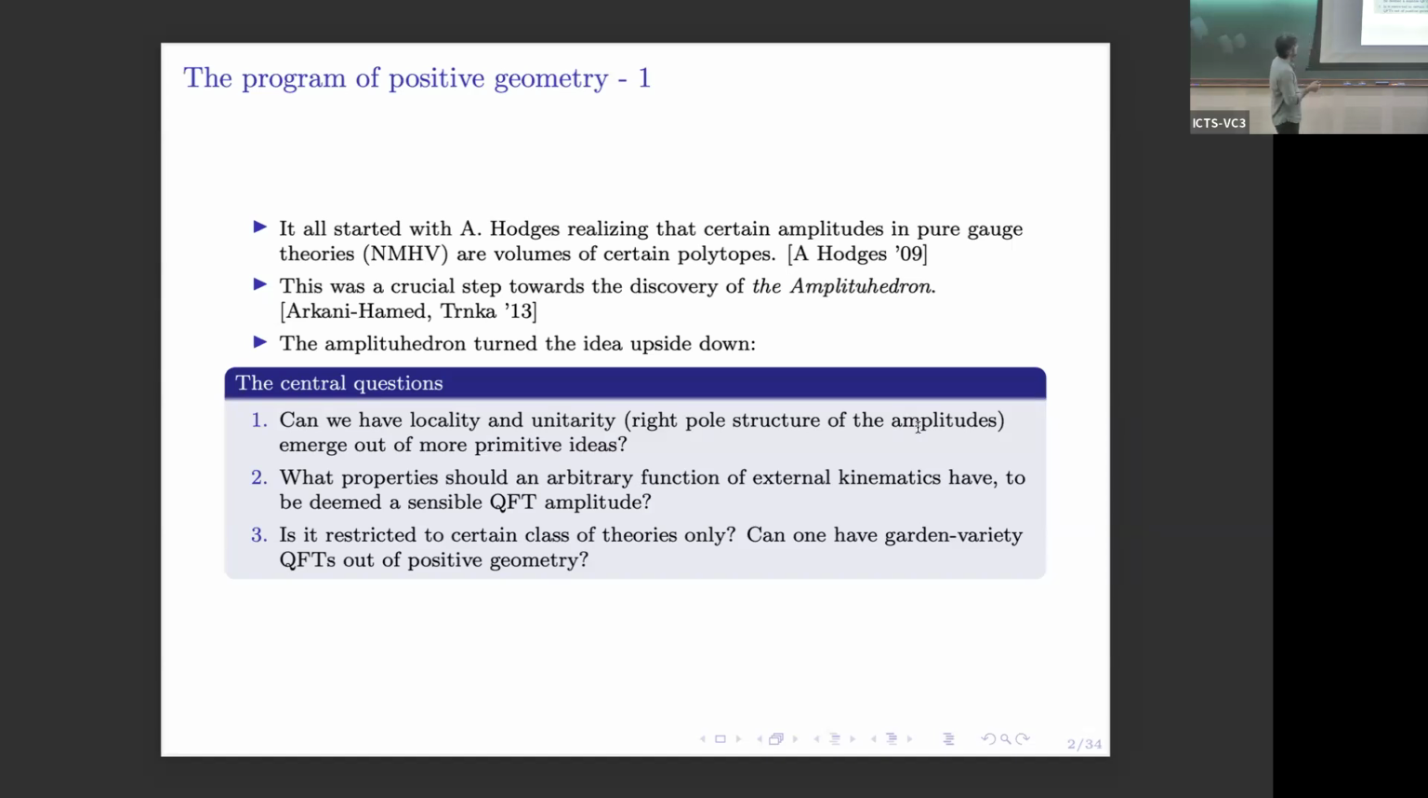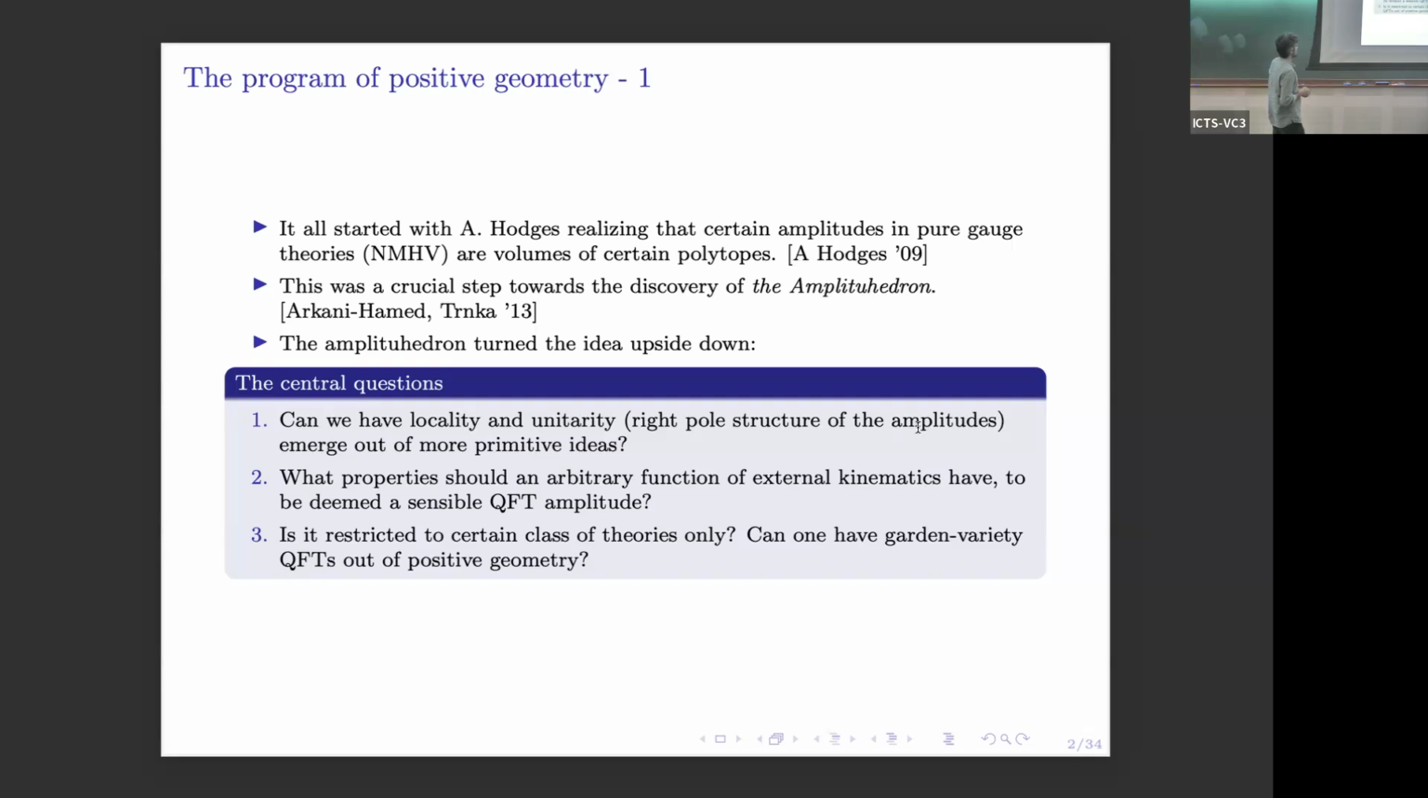So till this point, we had the usual QFTs, and these neat structures were coming out of them. The amplituhedron turned the idea upside down: can we have locality and unitarity emerge out of some more primitive ideas? As in, can we just do something else, get amplitudes out of it, and then call that unitarity and locality? So what property should an arbitrary function of external kinematics have to be deemed a sensible QFT amplitude?